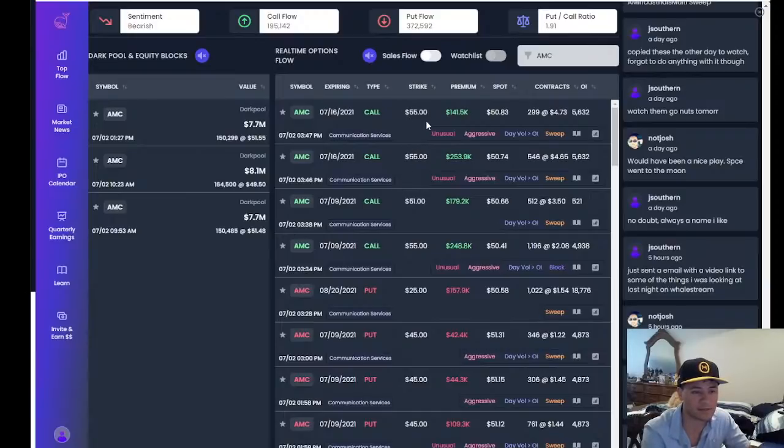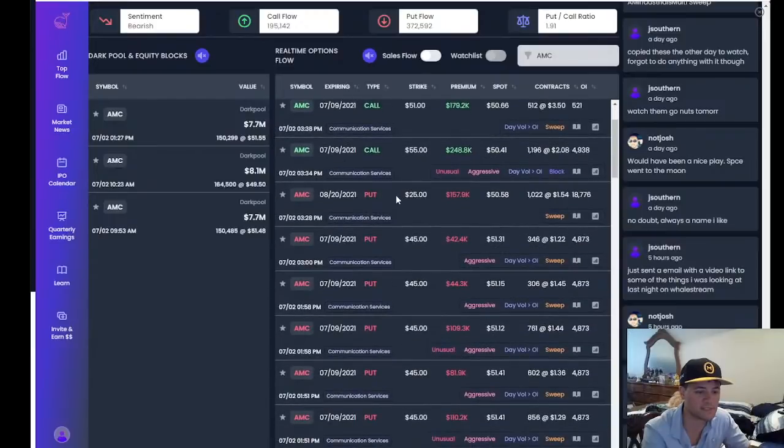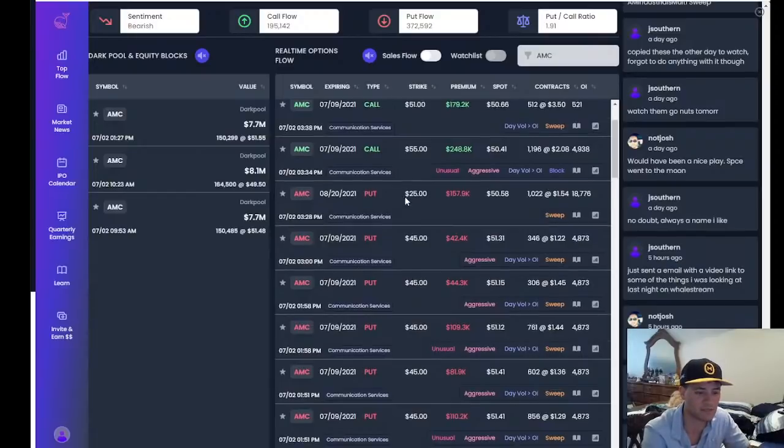But when I'm looking at this, I'm seeing people speculating on the price of calls, on the price of AMC going up over the next 2 weeks in 3 big trades. And then I'm seeing people buying hedges right here with this $25 put expiring in August. That's what I think this is, because you don't necessarily, I mean, it could be a speculator, but I think more likely it's a shareholder who's buying puts as a means of protecting himself if the stock drops.